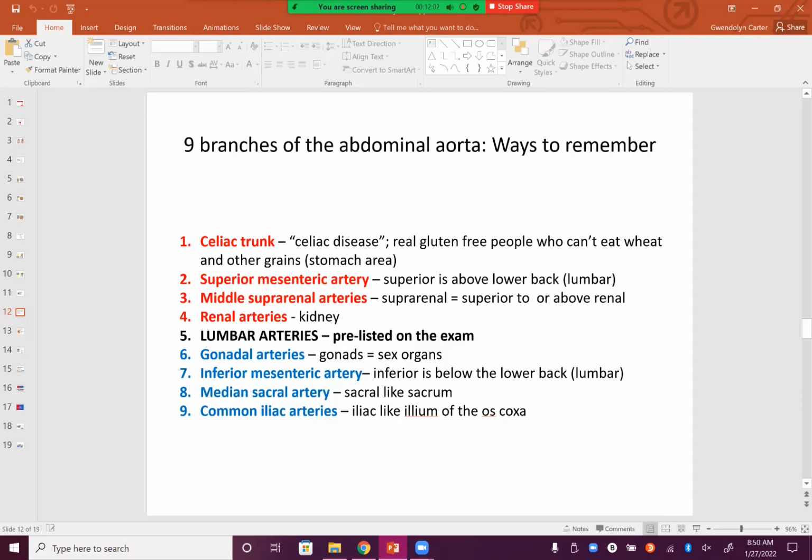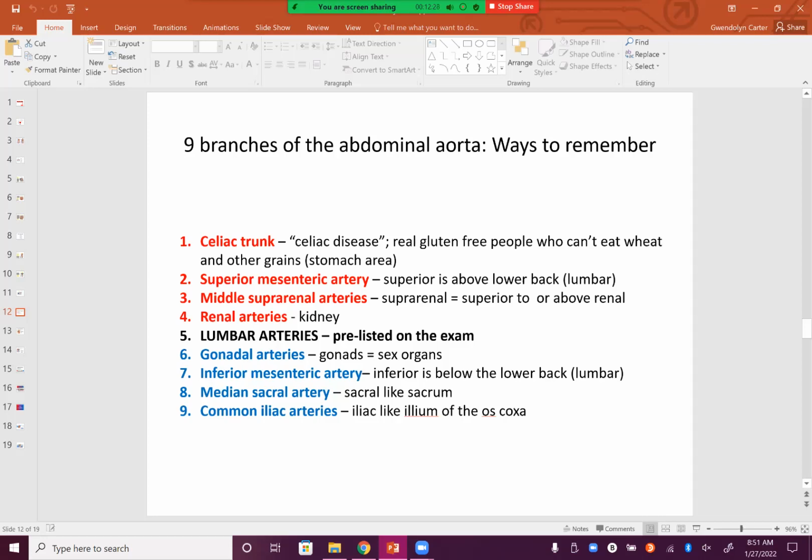Now moving to our lower, below the lower back region. We've got the gonads. These are sex organs. There's our mesenteric in the second position again, except this time it's the inferior one. Then we have our medial sacral artery, going to our sacrum, that kind of triangular shaped bone at the end of your vertebral column. And then lastly, the common iliac arteries are going to split to your leg.